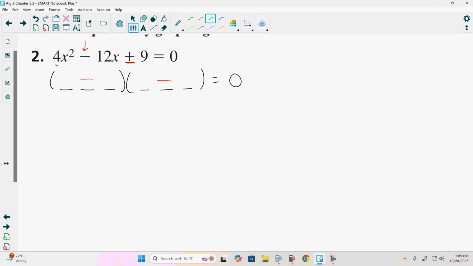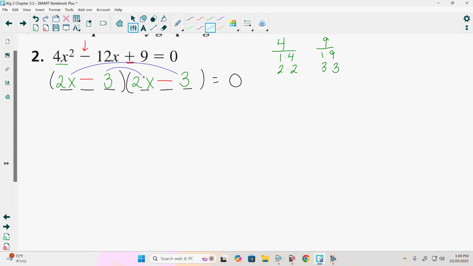Factors of the first term, we're looking at the factors of 4x squared. So x squared is going to be x and x. Our factors of 4 are 1 and 4 or 2 and 2. I'm going to pick 2 and 2. Now the factors of the third term, factors of 9 are 1 and 9 or 3 and 3. I'm going to try 3 and 3 first.